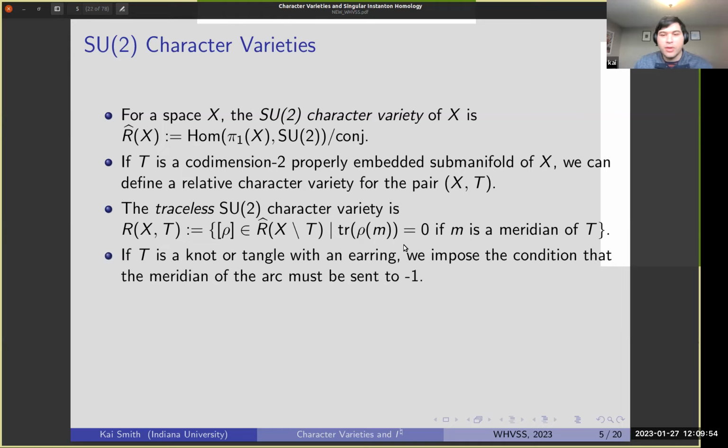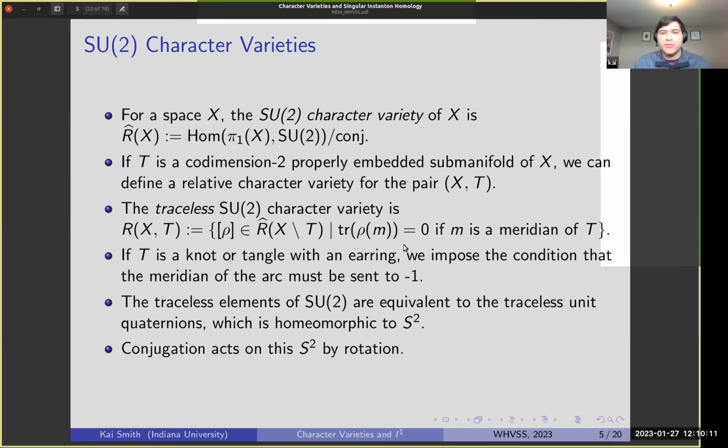And we're going to further impose that if our knot or tangle T has an earring, the meridian of that extra arc must be sent to -1. So these conditions should seem sort of familiar from the last slide. After all, we're sort of trying to capture some of that same information. I'm going to do an example on the next slide.